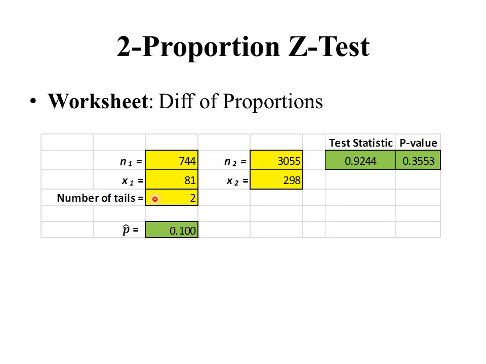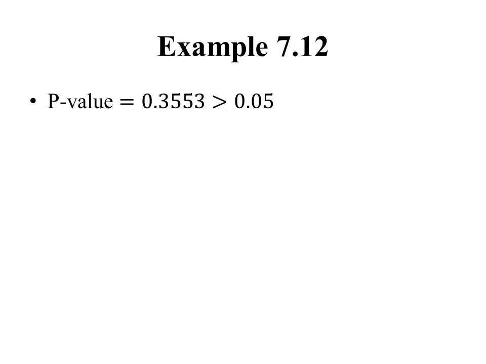Here we enter the number of tails. In this case, our alternative hypothesis is that P1 is not equal to P2, and so this is a two-tailed test. And down here we calculate this number that we call p hat, which is described a little bit more in the textbook. Here's our test statistic, 0.92. This is a z-score. And then here's our p-value, 0.3553.